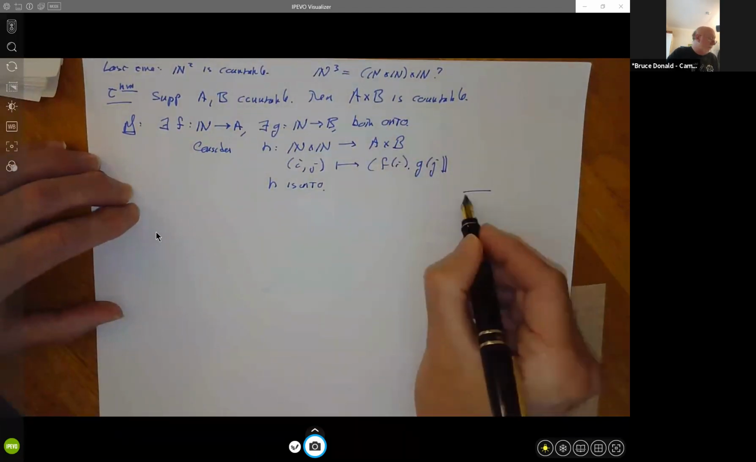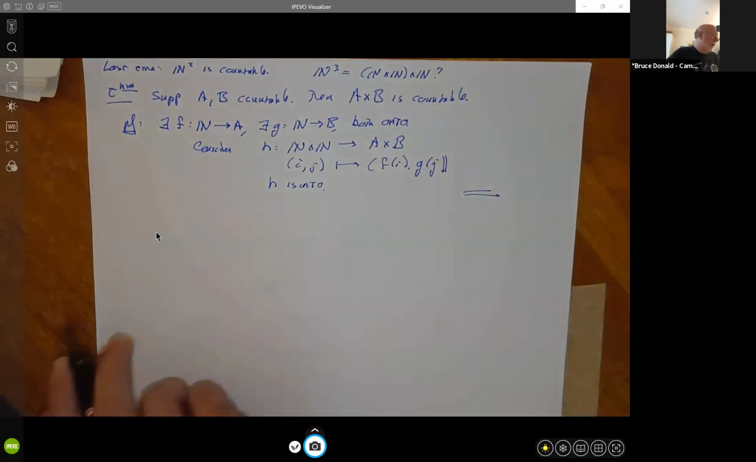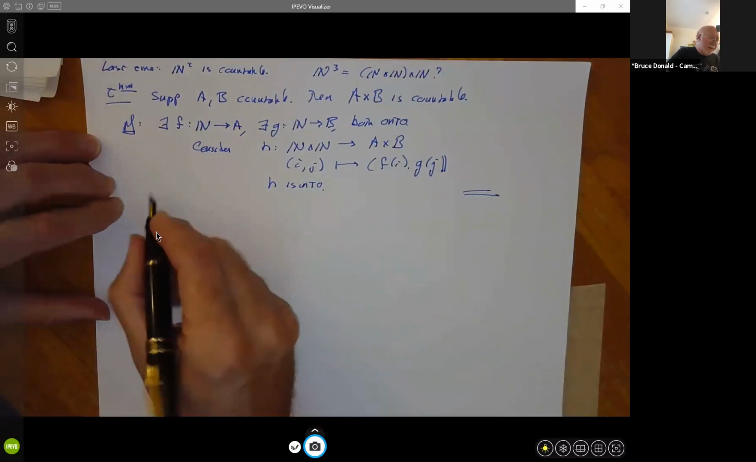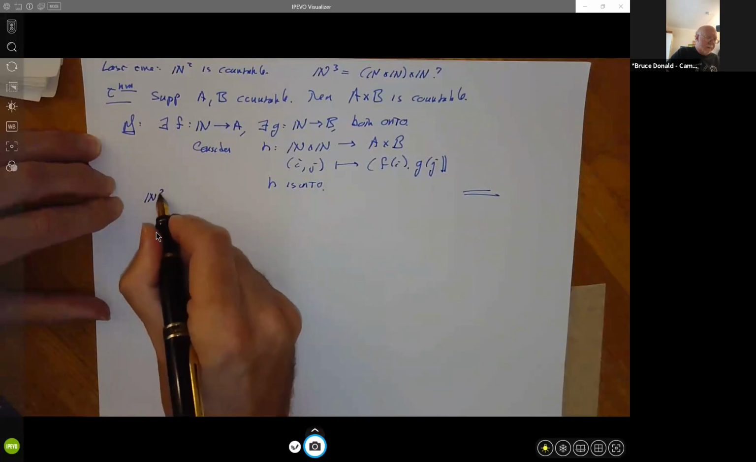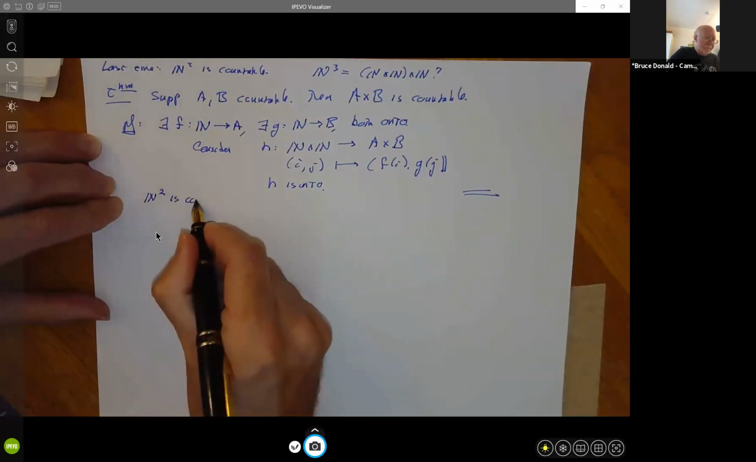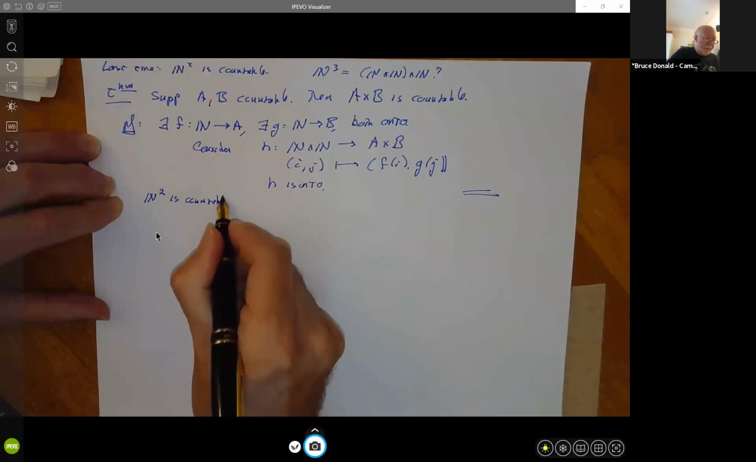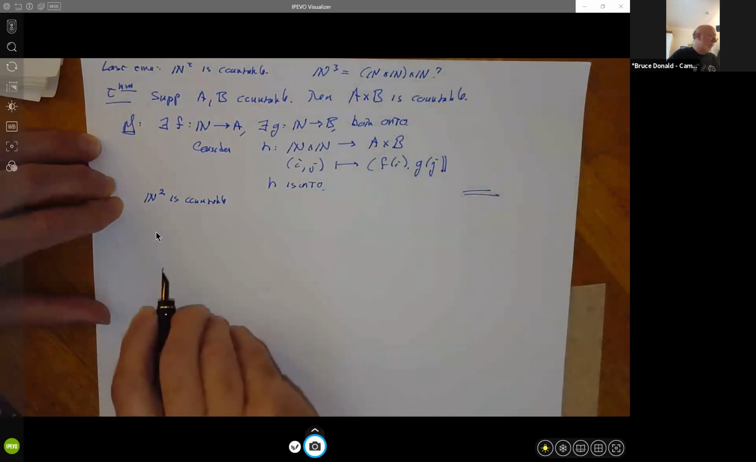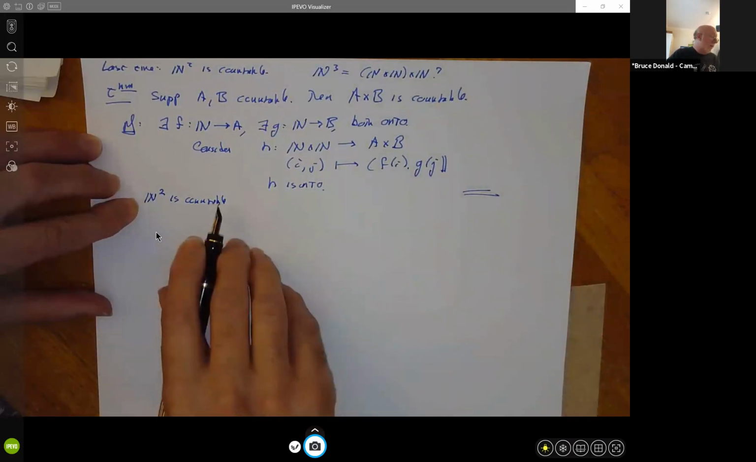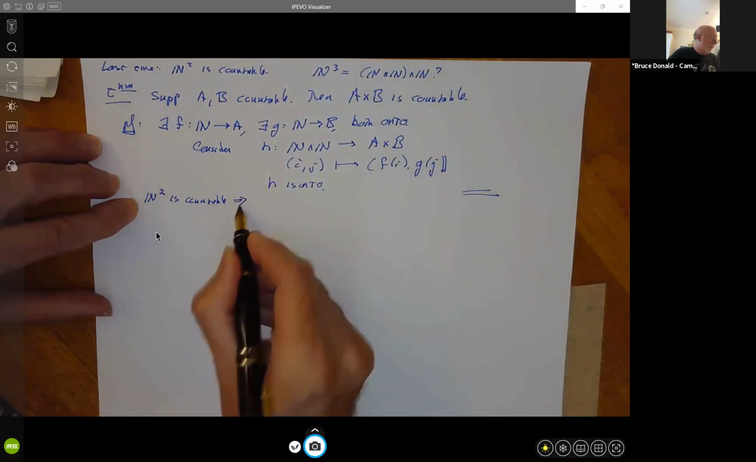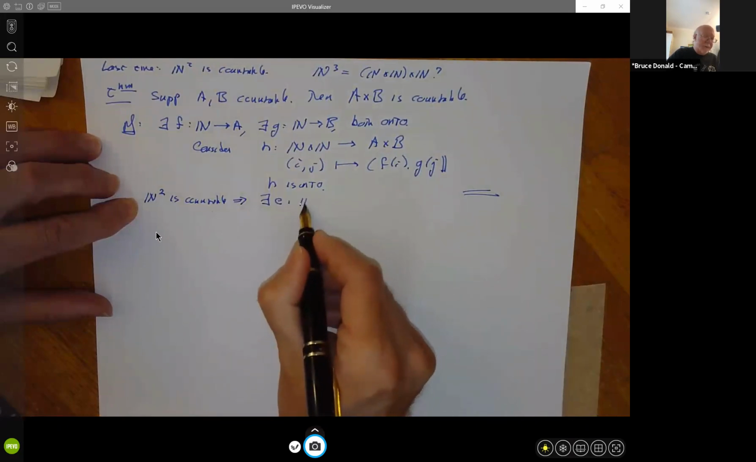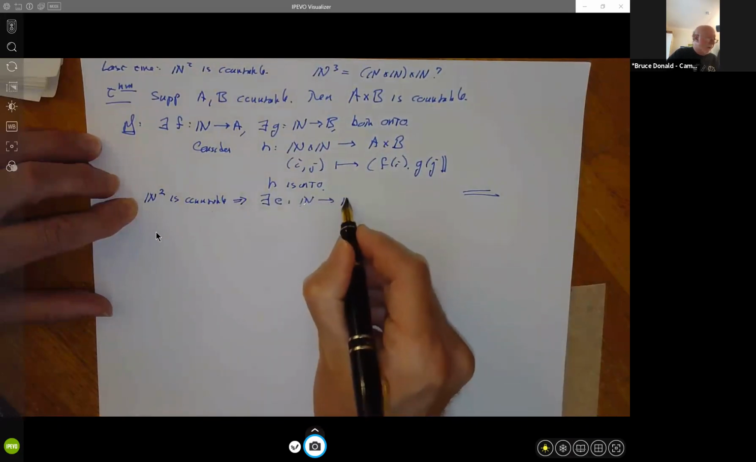And we're done. So what is going on here? Basically, the way to think about this is because N squared is countable, which we showed last time. This is the end of the proof, by the way. I'm just giving an explication or implication. So since the natural number squared is countable, which we proved last time, this implies there exists some onto function from the natural numbers onto N squared.